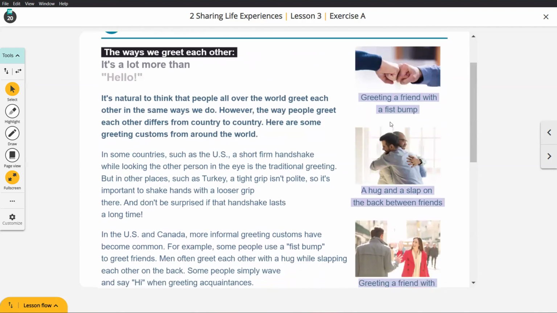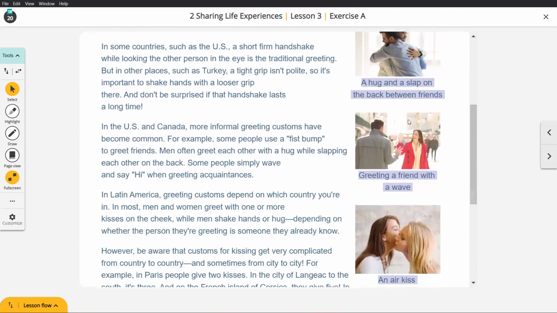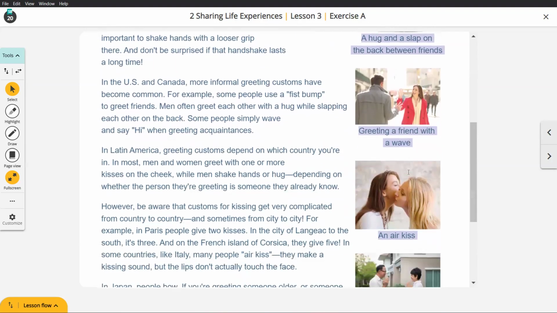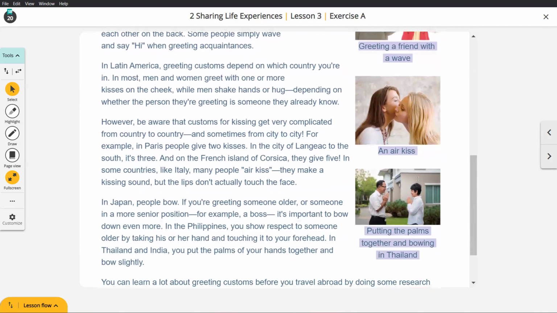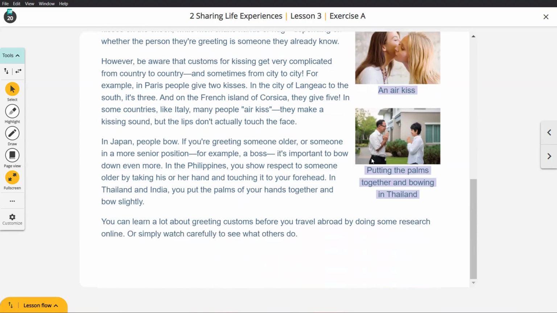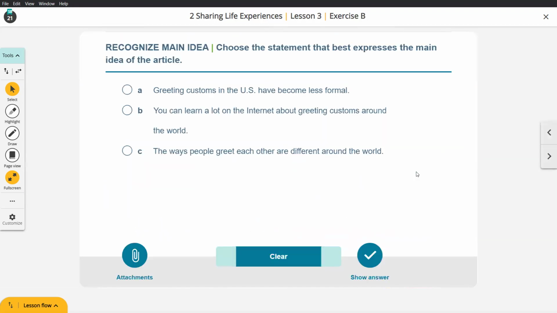New vocabulary we already saw: greeting a friend with a fist bump, hug and slap. Okay, greet a friend with a wave. This is a wave, because we don't have that content. Okay, an air kiss. Some people kiss you, but others don't. It's like only your cheeks have that contact, but you don't kiss. Okay, and putting the palms together and bowing. This has a really important meaning for Thai people and in some other parts of Asia as well.